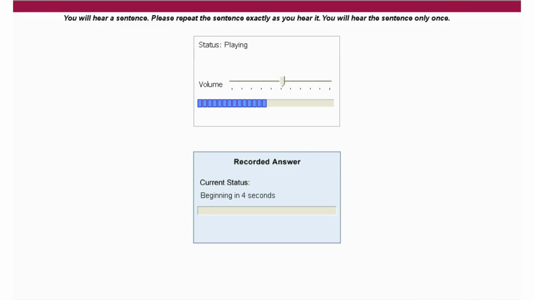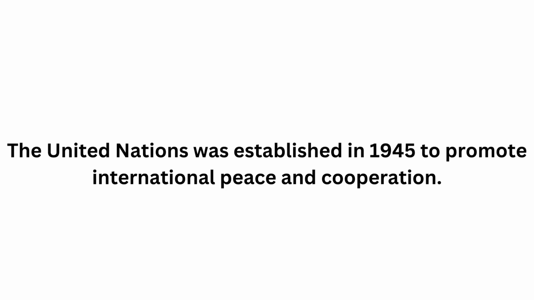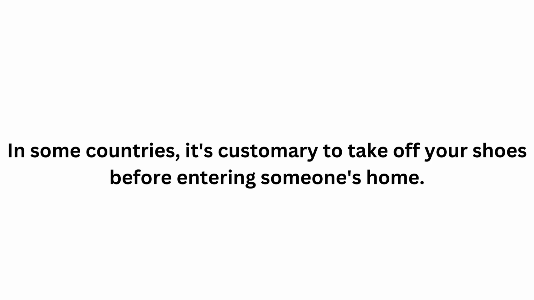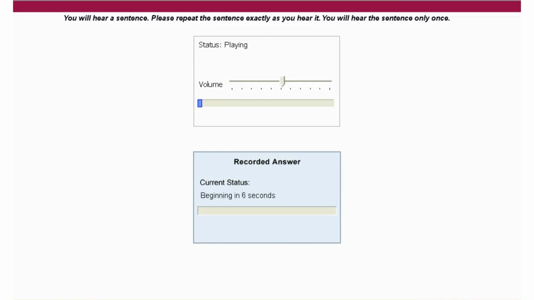The United Nations was established in 1945 to promote international peace and cooperation. In some countries, it's customary to take off your shoes before entering someone's home. The Great Wall of China is one of the largest and most recognizable structures in the world.